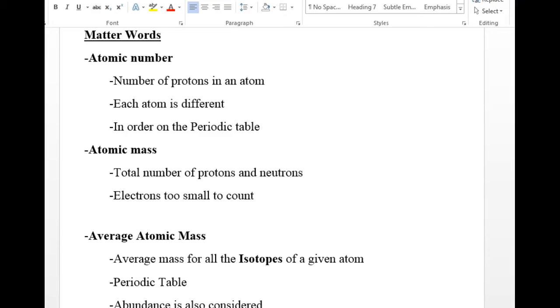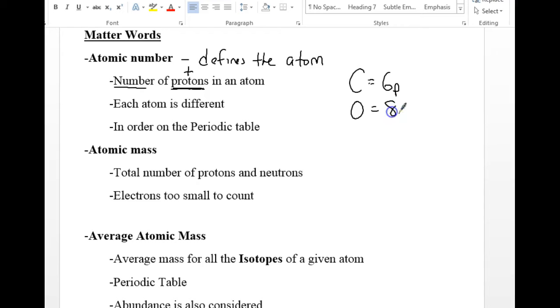You see this in this definition, the number of protons. And remember, these are the positively charged particles in the nucleus. And atomic number defines the atom. So whatever atom it is, the number of protons they have tells you what atom or element you have. So we'll look at the periodic table in a minute, but carbon has 6 protons, oxygen 8 protons.